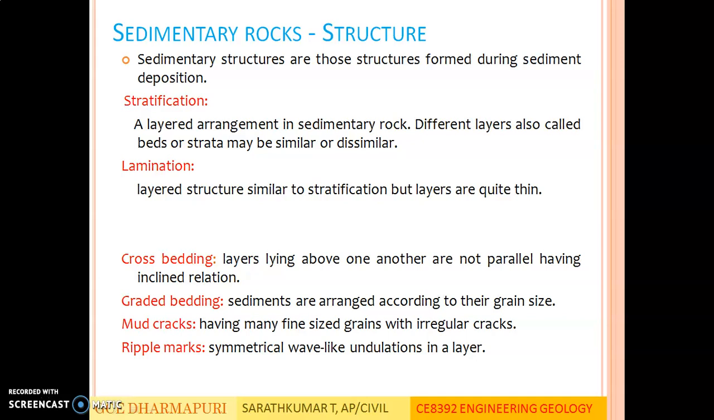Based upon the alignment of these layers, the structure of sedimentary rocks is classified into cross bedding, graded bedding, mud cracks and ripple marks. So in cross bedding, layers lying above one another are not parallel, having an inclined relation. Graded bedding, sediments are arranged according to their grain size. Mud cracks, having many fine-sized grains with irregular cracks. Ripple marks, symmetrical wave-like undulations in a layer.